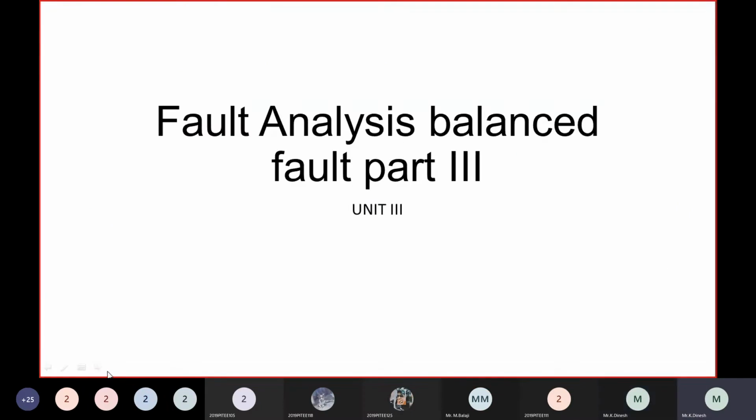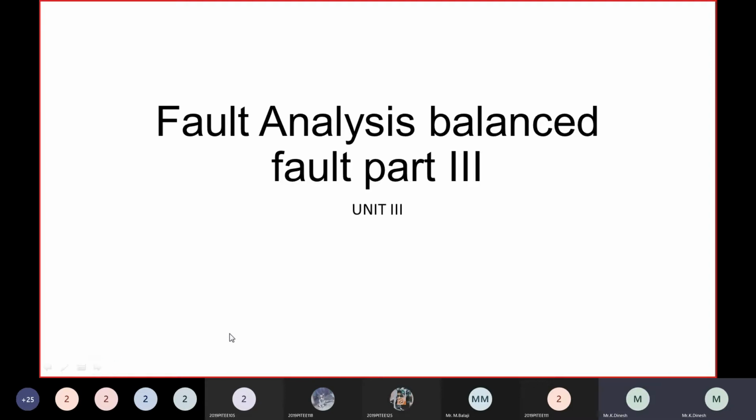Today's class, we are going to discuss problems on selection of circuit breakers. In the previous class, we came across problems based on fault analysis using the circuit analysis method and Thevenin's theorem. The same problem was solved by conventional KVL and by Thevenin's theorem.